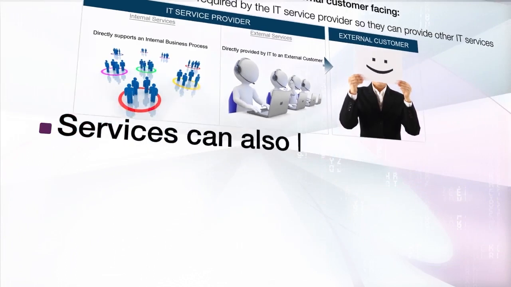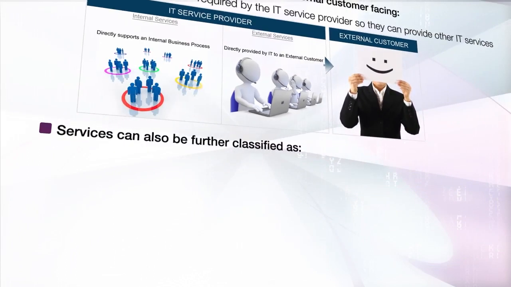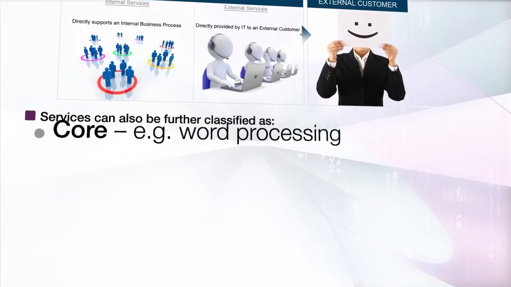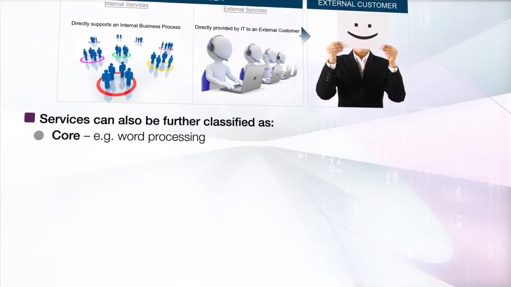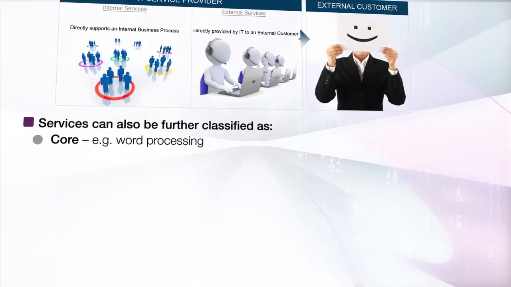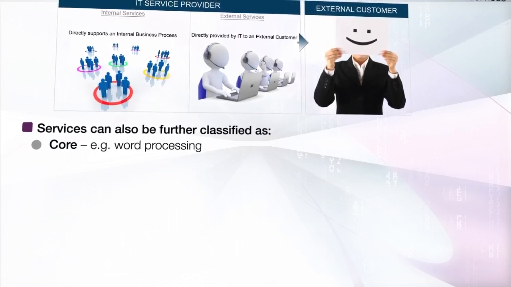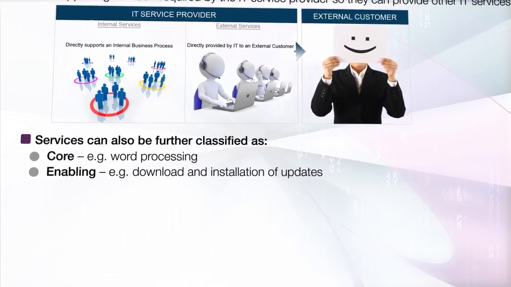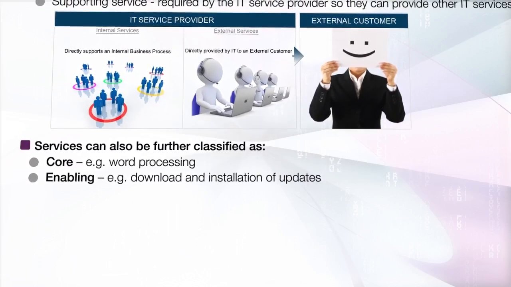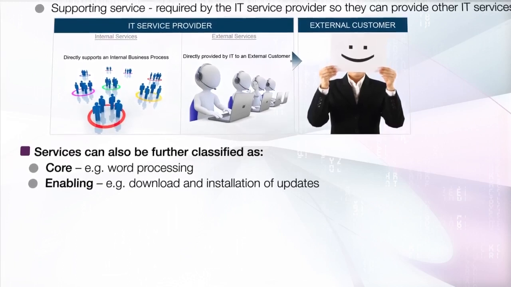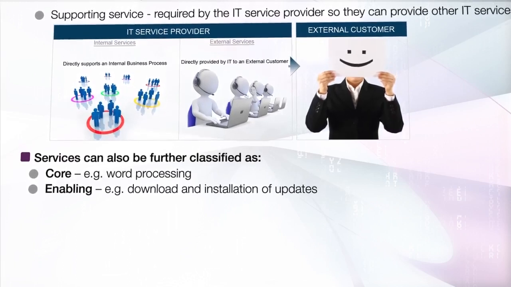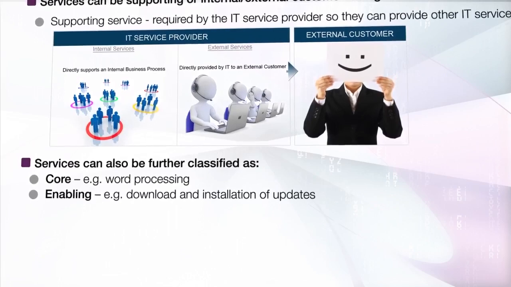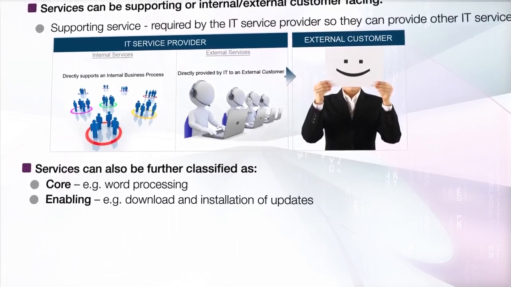Services can be categorized further and discussed in terms of how they relate to one another and how they relate to their customers. For example, core services would provide a basic level of outcome required by one or more customers. An example of this would be word processing. Enabling services are services that are needed in order for a core service to be delivered. They may not be visible to the customer, but are essential to enable the customer to consume the core service.